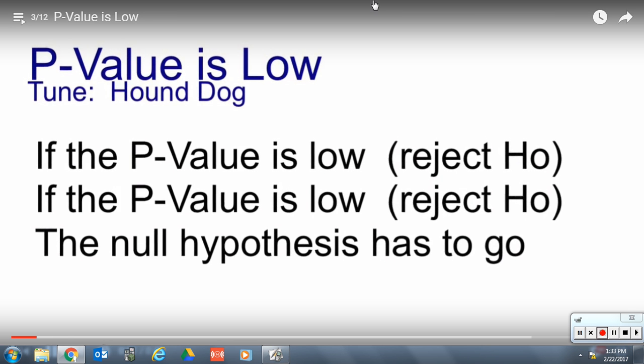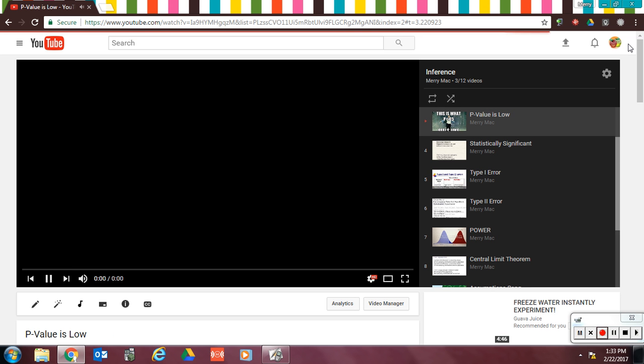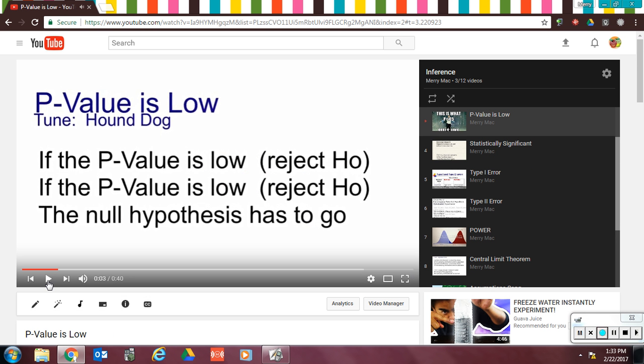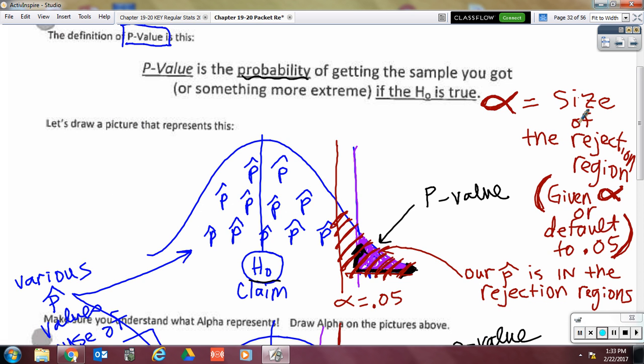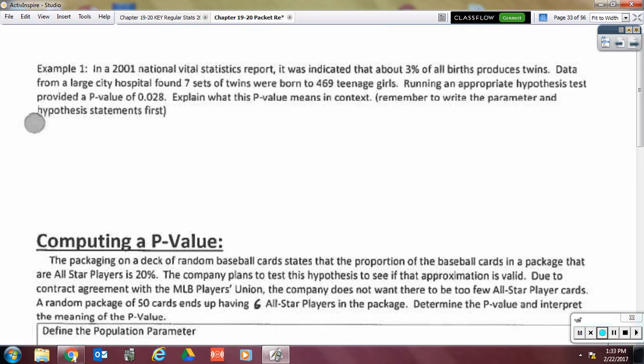All right, so hopefully you are starting to have that definition memorized, because we're pretty much going to be writing that over and over again. Okay, so let's move on to the next page.